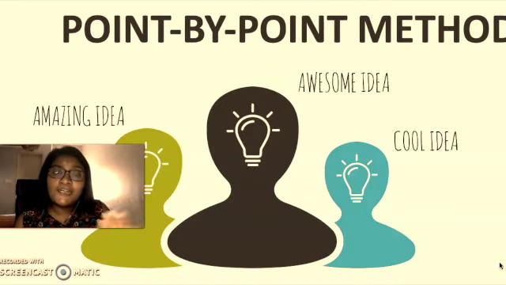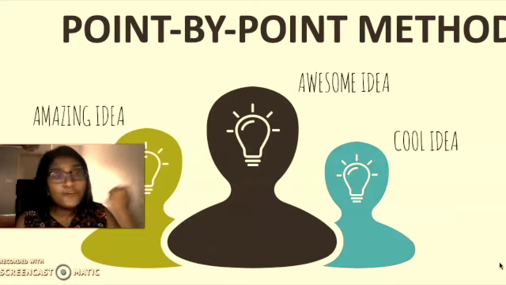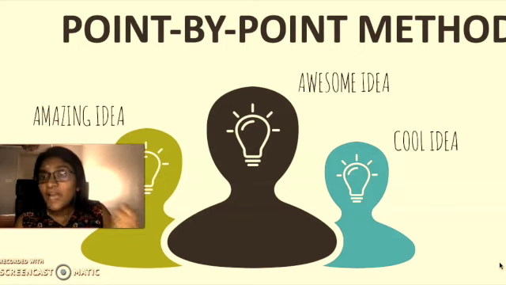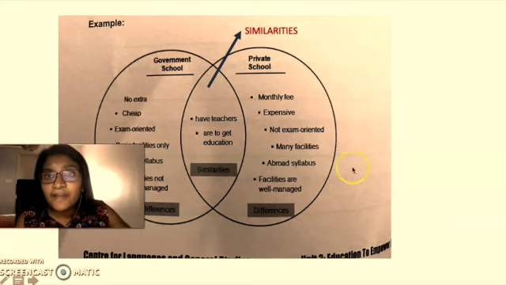Okay, let's look at the structure of the point-by-point method. Of course, I'm sure you guys are going to have your amazing ideas and cool ideas, but how do we pen this out according to the format and make sure that the person is going to read our piece of work and understand what we are writing? So first thing, I'm going to show you the example from your book itself.